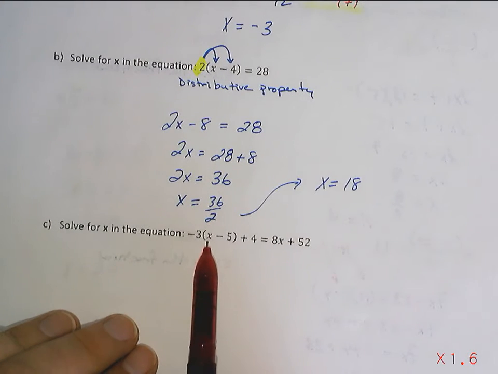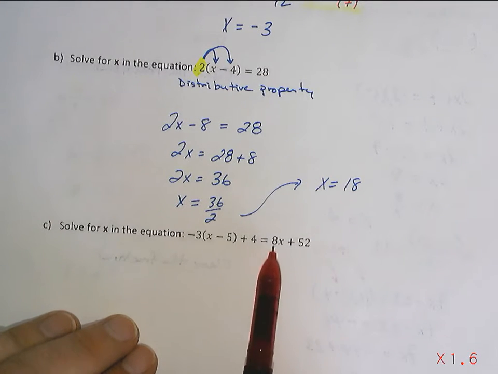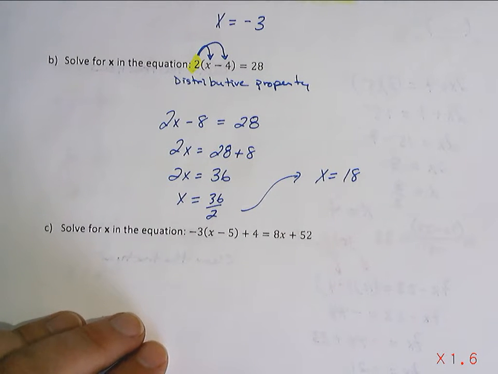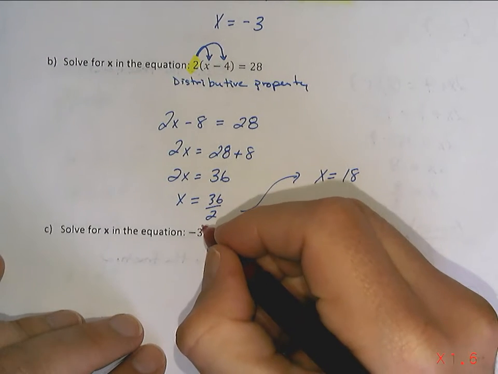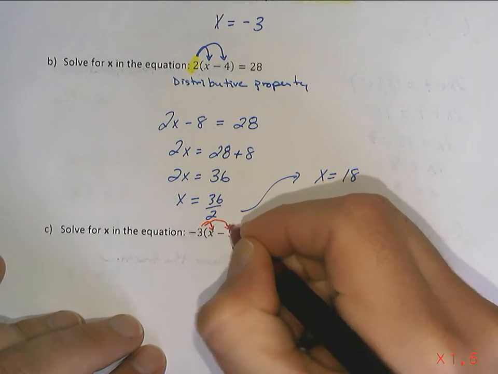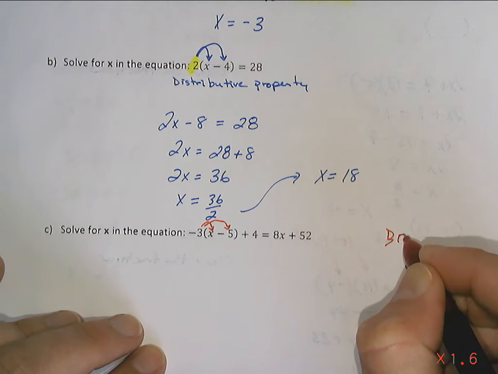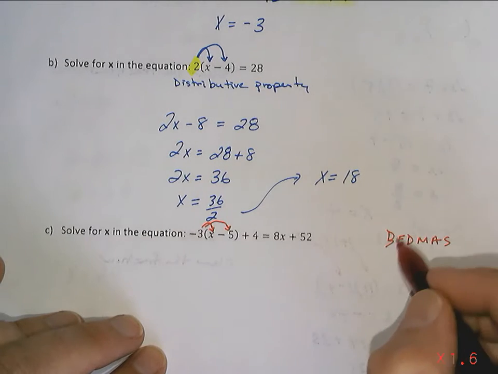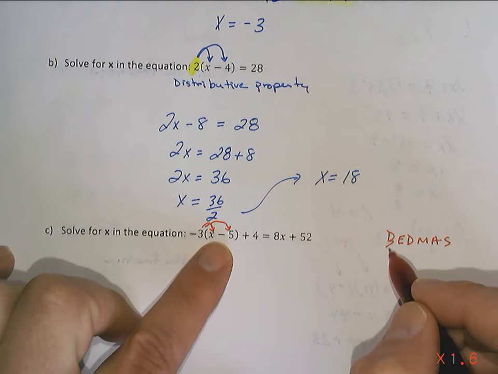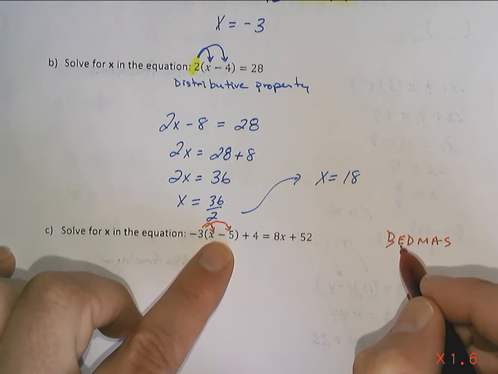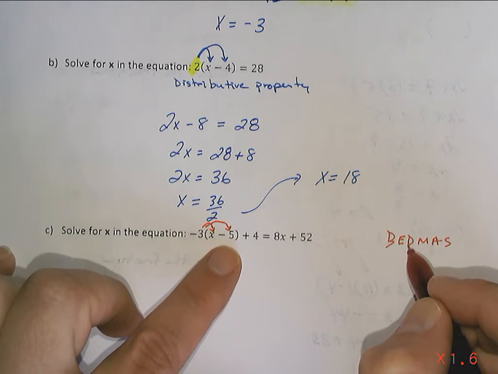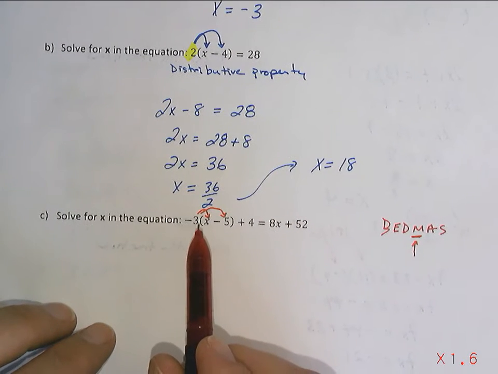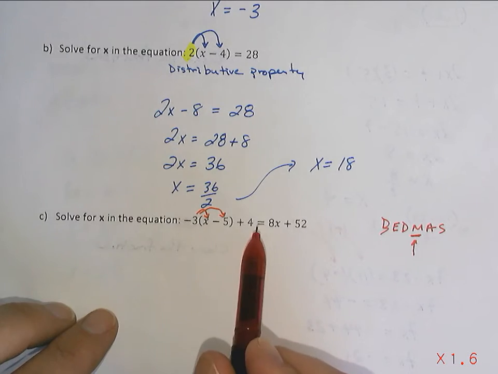I've got negative 3 times x minus 5, plus 4, equals 8x plus 52. Now that's a whole bunch of things going on there. Let's look at the distributive property first. And if you follow BEDMAS, what you're actually doing, you're not doing brackets because you're not doing anything inside the brackets. You're not doing exponents. There's no exponents. You're not doing division, but you're here. You're doing multiplication. You're doing negative 3 times x, negative 3 times negative 5.